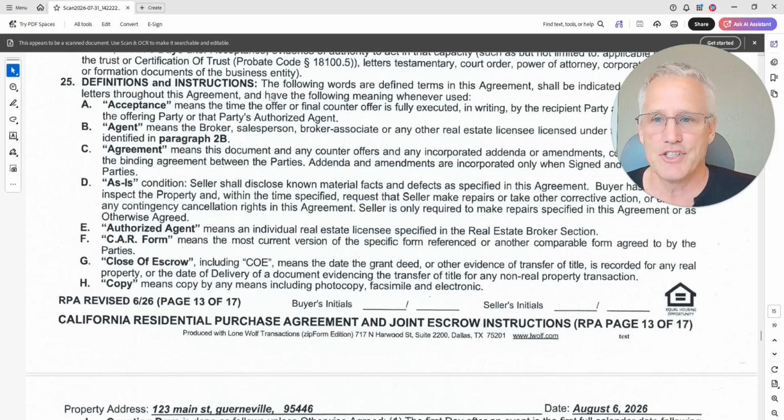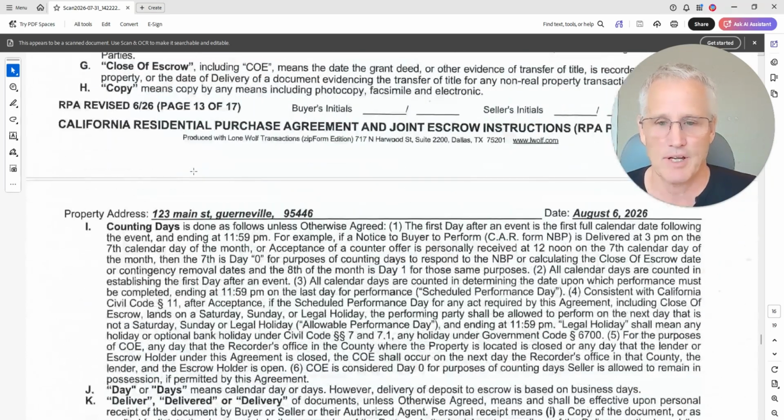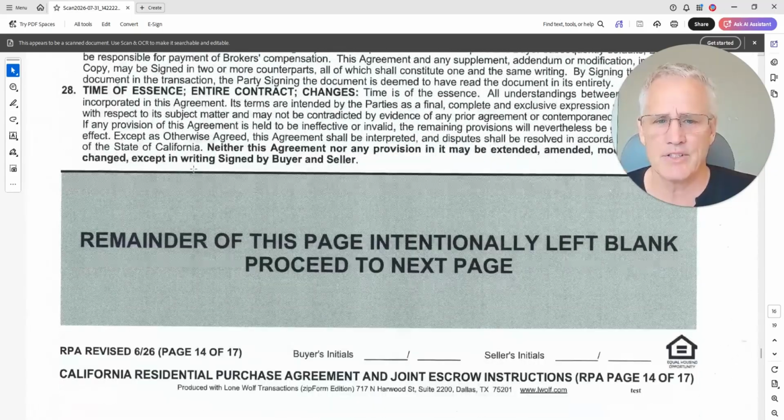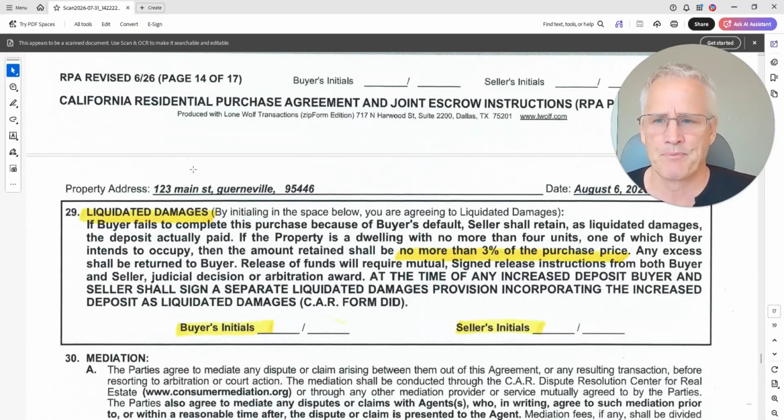Here's more definitions and instructions about what acceptance means, what an agent means, what an agreement means. So it really gets into the nitty-gritty. So it's a very well-written document.